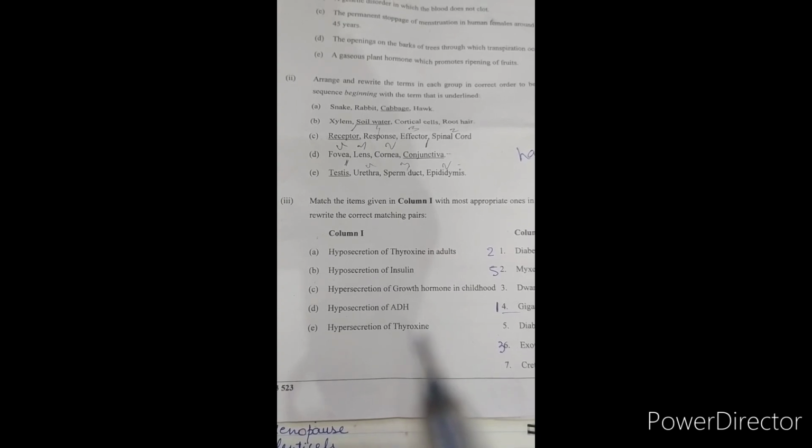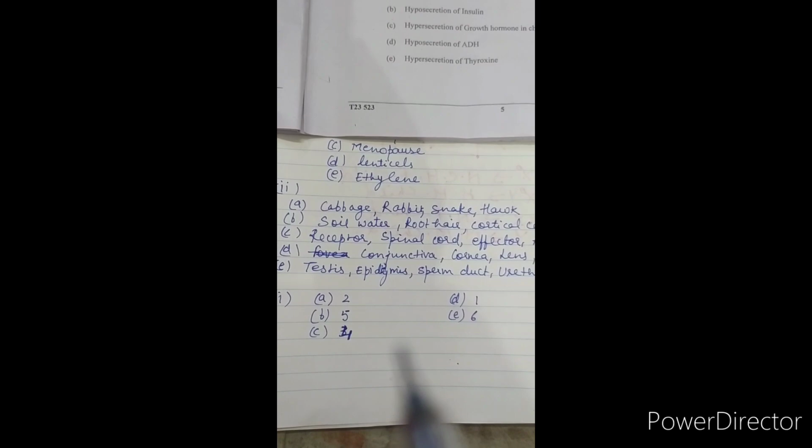And next was your matching. Hyposecretion of thyroxine in adults will give you myxedema, so answer number 1 is 2. Hyposecretion of insulin causes diabetes mellitus. Hyposecretion of growth hormone in childhood leads to dwarfism. Hyposecretion of ADH causes diabetes insipidus, and hypersecretion of thyroxine causes exophthalmic goiter. In this question paper, the answers are written wrong, and these are the correct answers: A2, B5, C4, D1, and E6.